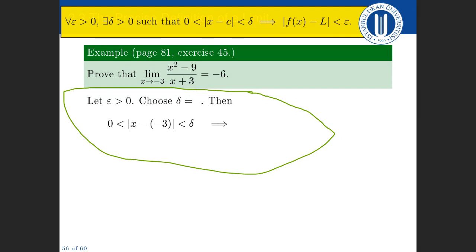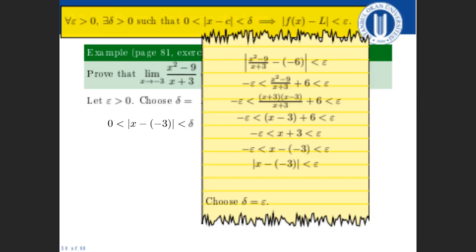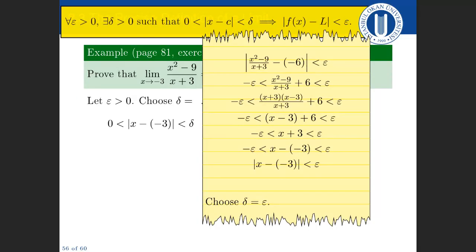So let's get the scrap paper up. Let's start at the end of the answer. The end of the answer is going to be the absolute value of f of x minus L is less than epsilon. And for this example, that's the absolute value of (x squared minus 9) over (x plus 3), minus minus 6, is less than epsilon. And then on scrap paper, we're doing our backwards answer.